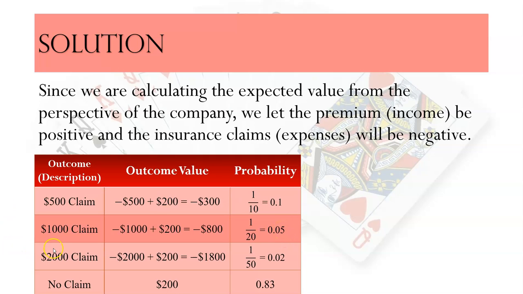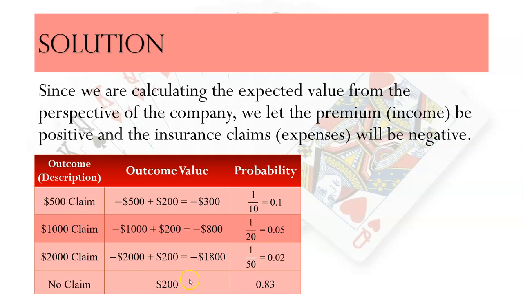The third thing that they listed was a $2,000 claim, so I did the exact same thing. From the company's perspective, they would be out $2,000. They'll apply the premium, which means that they'll have to pay out $1,800. 1 in 50 people file that much, which is about 0.02 or 2%.